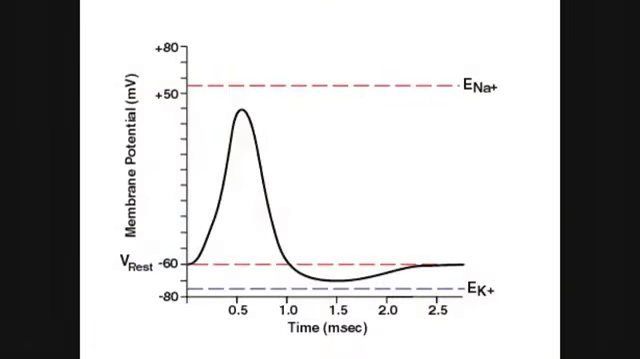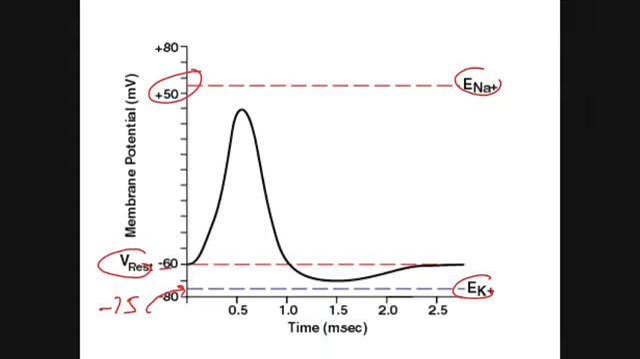Here's a little schematic diagram of an action potential and some of the key potentials that we have considered so far. Here is the resting potential, minus 60 millivolts as an average value. Here is the sodium equilibrium potential, plus 55. Here is the potassium equilibrium potential, down here at minus 75. A couple of things to note here. Note that the resting potential is not equal to the potassium equilibrium potential. Why not?